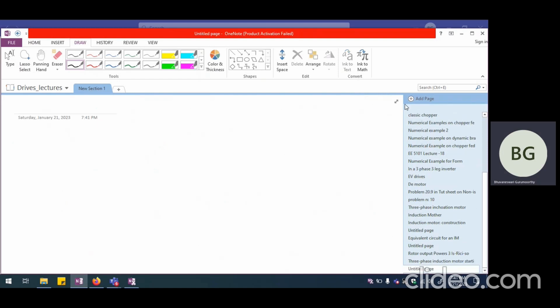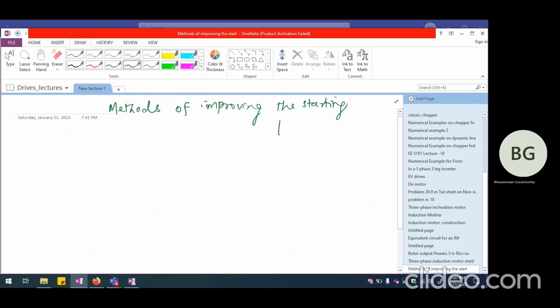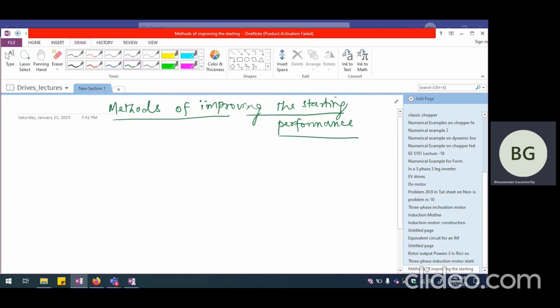So that is the reason why there are various methods for improving the starting performance. Methods of improving the starting performance, we are going to look at now. Or rather, what are all the different starting methods that are used in an induction motor so that the starting performance is somewhat improved.